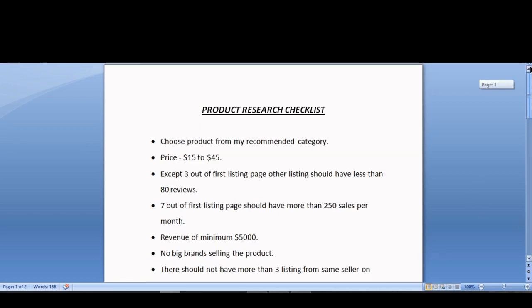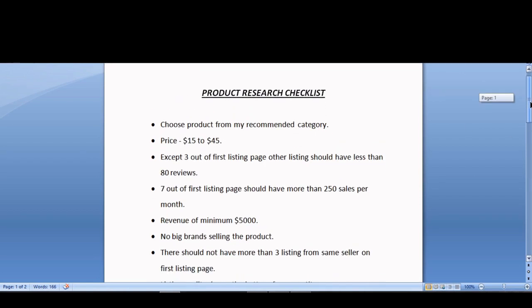So consider this checklist, or you can write this down or note it anywhere else, or take a screenshot.